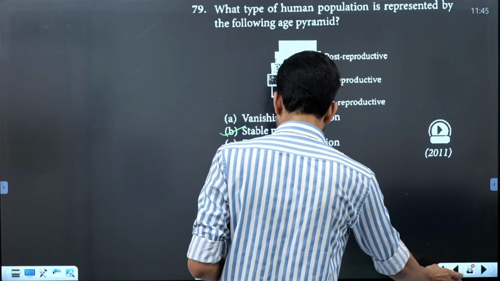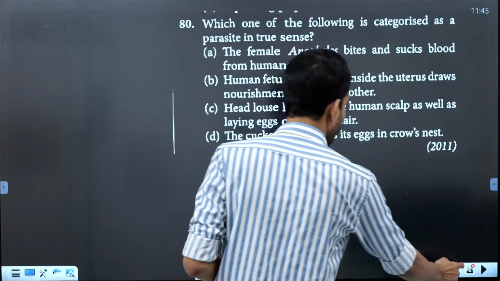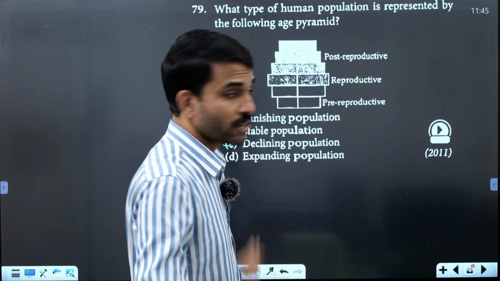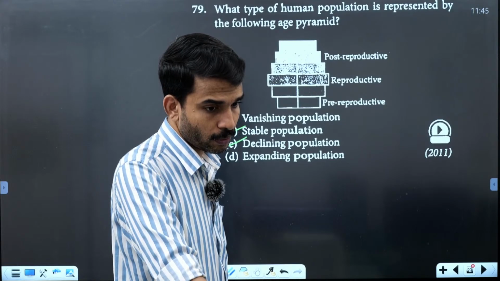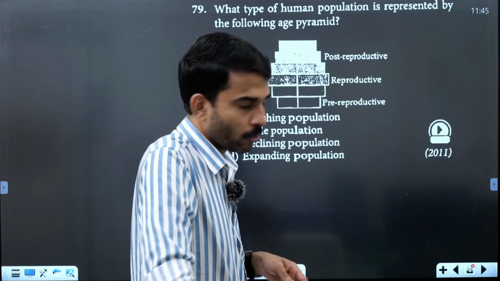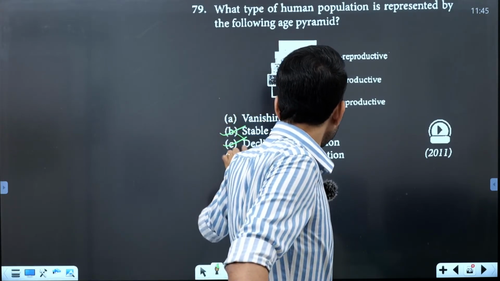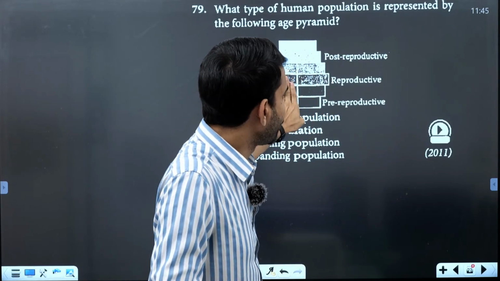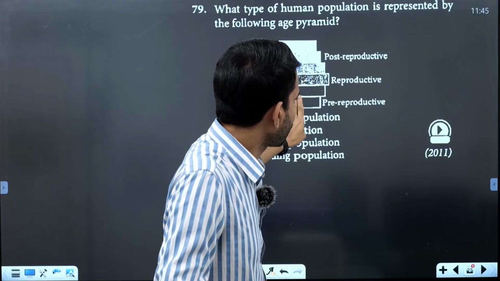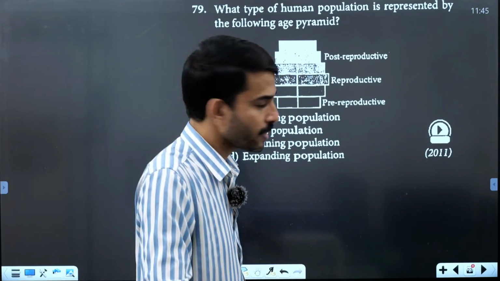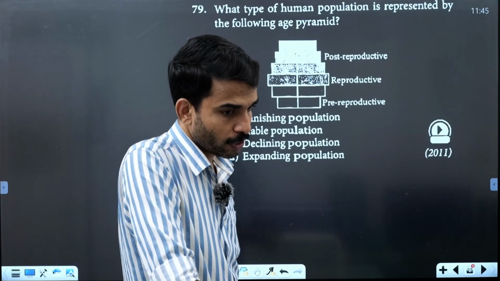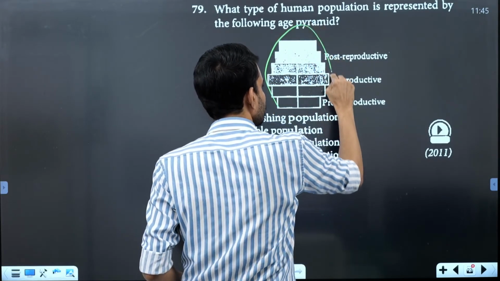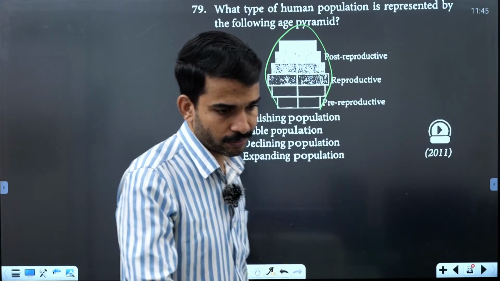So we'll just correct it. Wait a second. It's not stable, it is declining. I'm sorry. So this is not a stable population, it is declining because there are fewer kids compared to the reproductive or post-reproductive groups. In that sense, of course, it is declining. We'll get an urn shape like this. Okay, thank you.